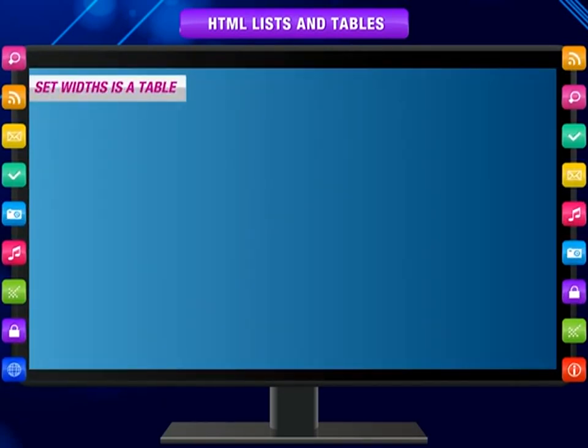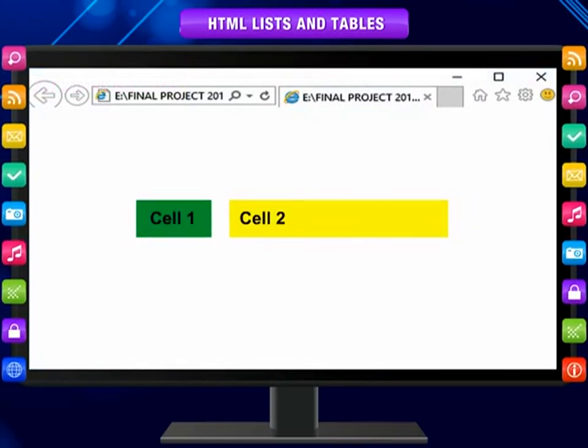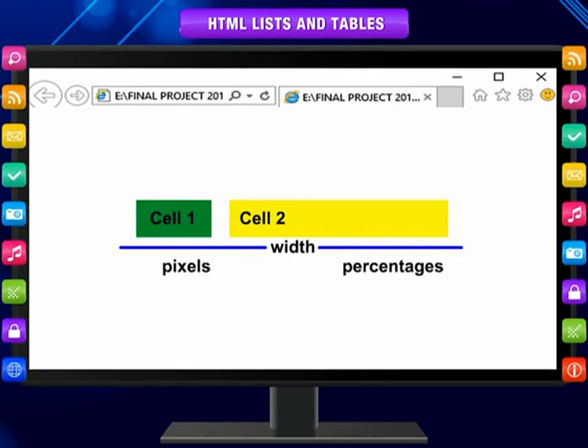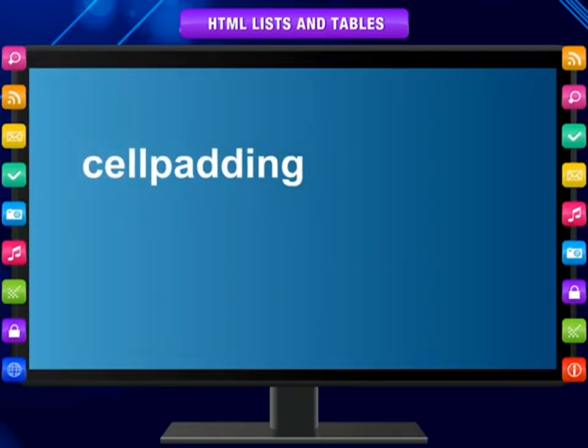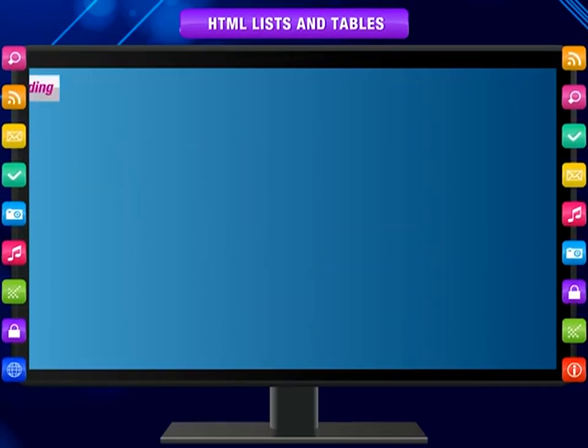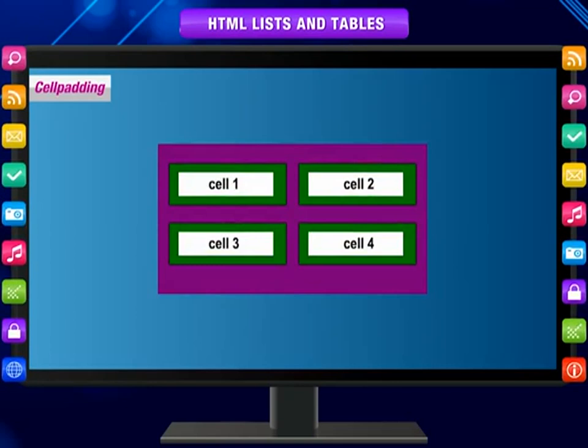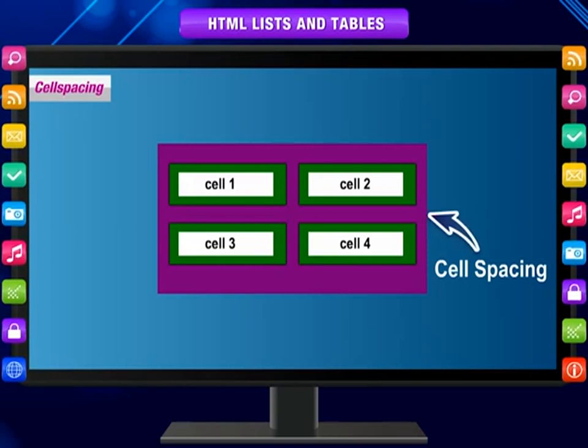Set width in a table. To specify the width of a table or column, we use the width attribute. We can specify the width in pixels or percentages. If percentages are used, then they should add up to 100%. Notice the cellpadding and cellspacing attributes. Cellpadding sets the distance of data within a cell from all 4 sides. It's like a margin around the data. Cellspacing sets the space around each cell in a table. To move the cells far apart from each other, you must increase the cellspacing.